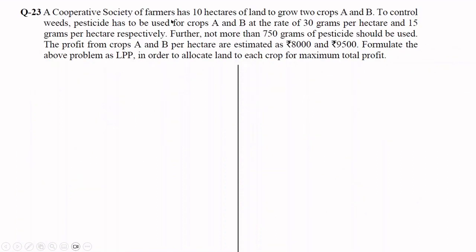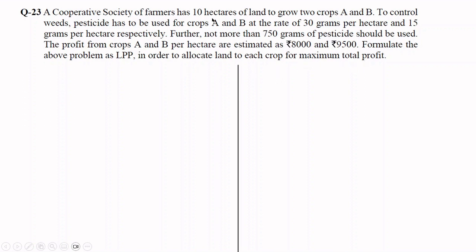A cooperative society of farmers has 10 hectares of land to grow 2 crops A and B. To control weeds, pesticides have to be used for crops A and B at the rate of 30 grams per hectare and 50 grams per hectare respectively. Further, not more than 750 grams of pesticides should be used. The profit from crops A and B per hectare are estimated as rupees 8,000 and rupees 9,500. Formulate the above problem as an LPP in order to allocate land to each crop for maximum total profit.